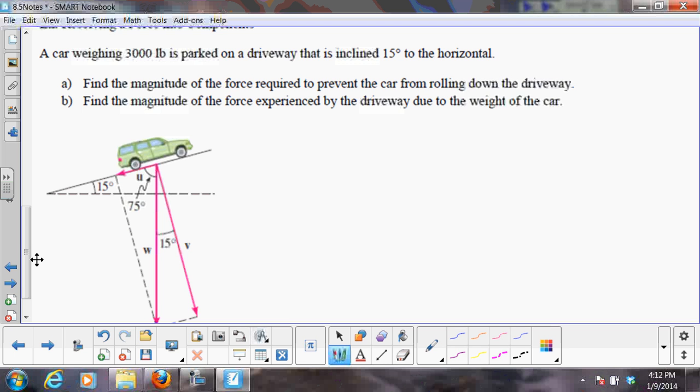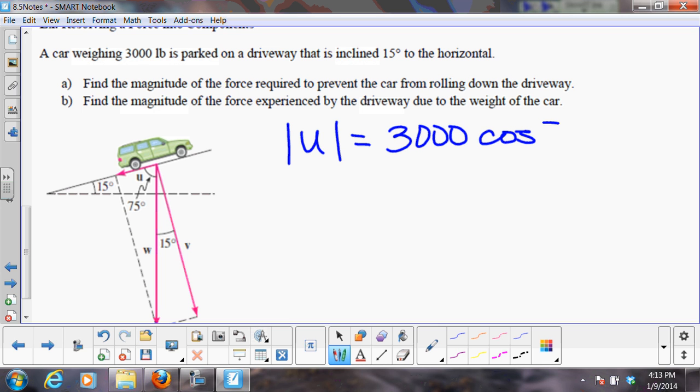A car is weighing 3,000 pounds. It's parked on a driveway that's inclined 15 degrees to the horizontal. And there's all the pieces that you need to know. We want to find the magnitude of the force required to prevent the car from rolling down the driveway. Well, the car is 3,000 pounds, and the angle where the car is to go backwards down the driveway is 75. So the magnitude of it, 3,000 times cosine 75. If you look up above, they're using u cosine theta. This comes out to be 776. These are rounded. That's for part A.